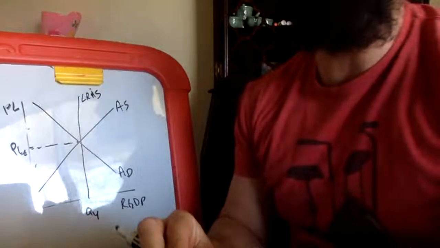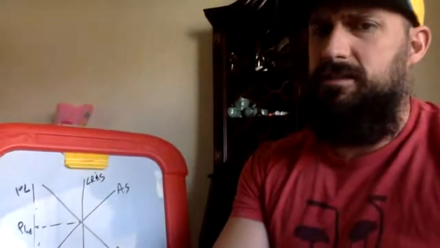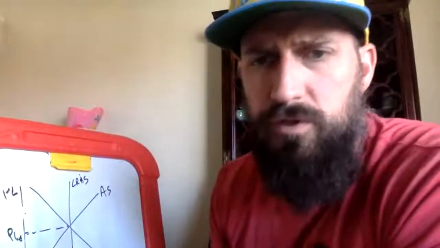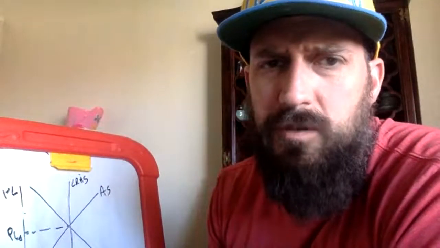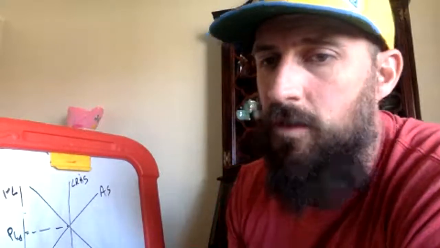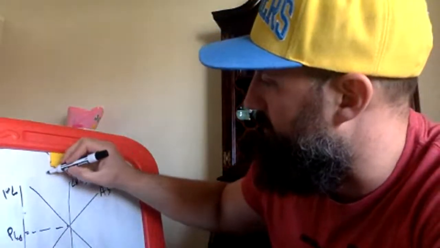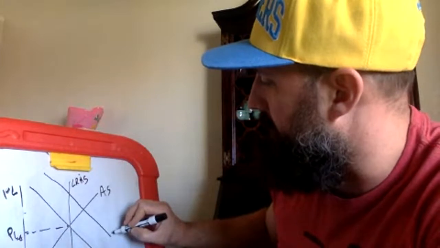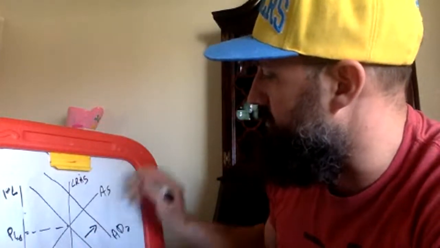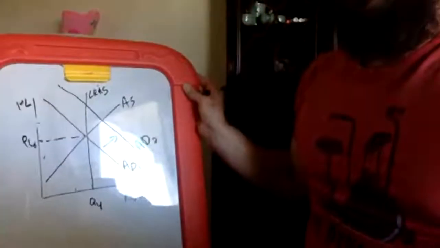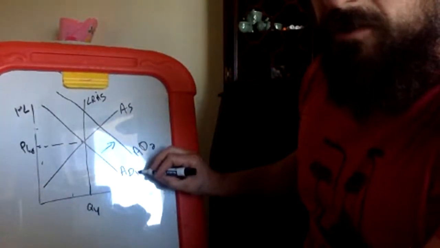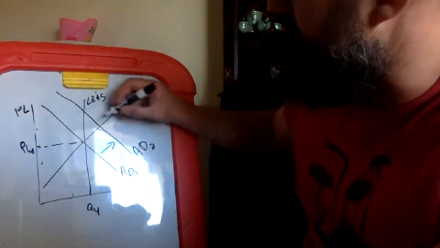Now, what do we do next with this? I said the example was: what would happen if there was an increase in consumer spending? Well, if there's an increase in consumer spending, you're going to shift the aggregate demand curve, right? So again, you would need to show the shift, and make sure that you've labeled your first aggregate demand curve and your second aggregate demand curve.